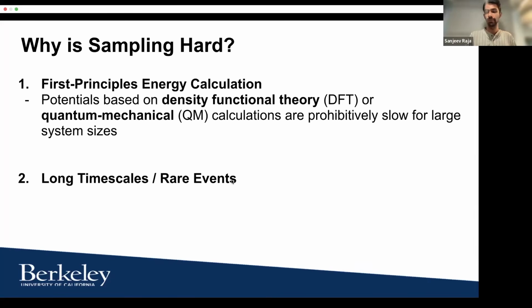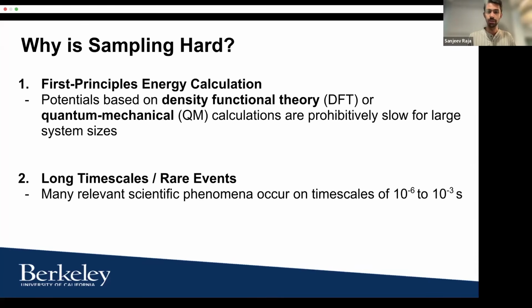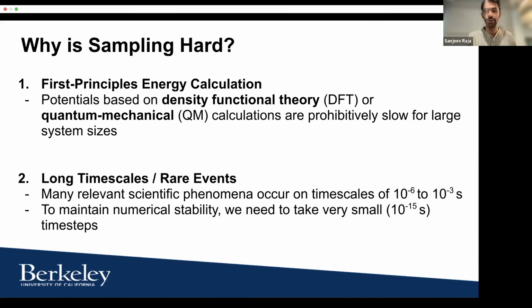But even if you had a fast energy function, you inherently just have long time scales in molecular dynamics. So for example, molecular dynamics is one way to access these time scales. If you consider a protein folding event, these events maybe occur on the time scales of microseconds to milliseconds or even seconds. But the best ways we know how to sample are things based on molecular dynamic simulations. And we often need to take very, very small time steps in these simulations to maintain numerical stability. So clearly there's a huge separation of timescales here.